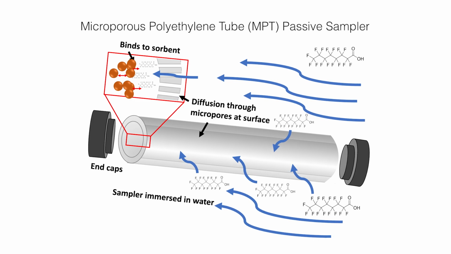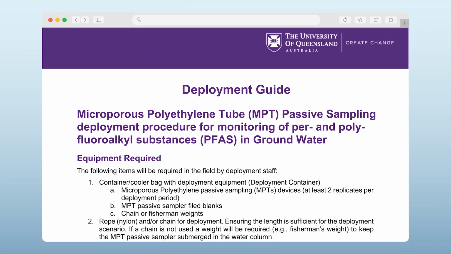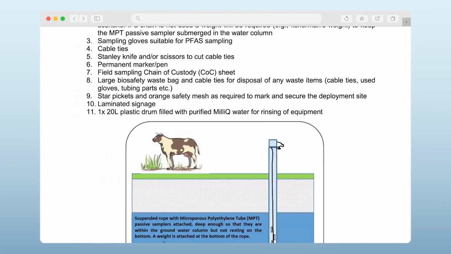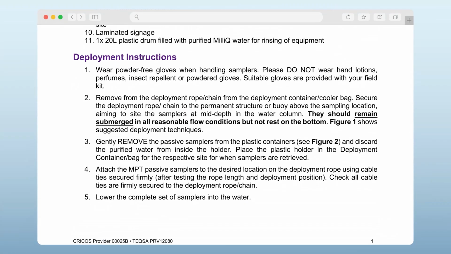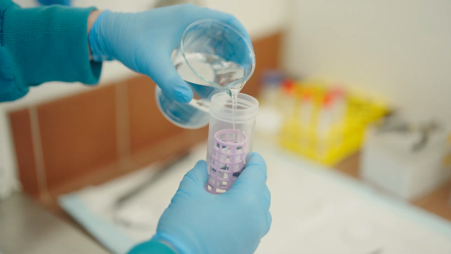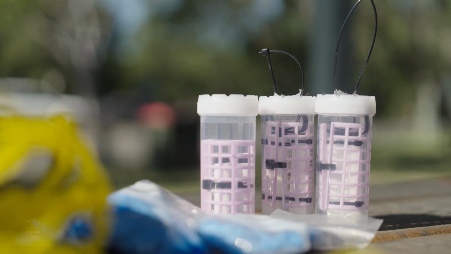Using the microporous polyethylene tube, MPT, passive sampler in the field to monitor PFAS concentrations is easy and simple, allowing you to focus on interpreting the data. Our deployment guides for surface and groundwater sources list the equipment required as well as providing detailed deployment and retrieval instructions. After preparation in the lab, MPTs are stored in ultra-pure water for transport.